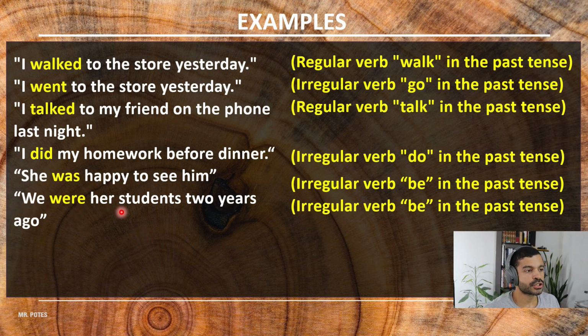We were her students 2 years ago is the past of the verb to be. Again, remember that the verb to be has several conjugations in present. So in present we would say we are her students. But here we're talking 2 years ago, so we were her students.